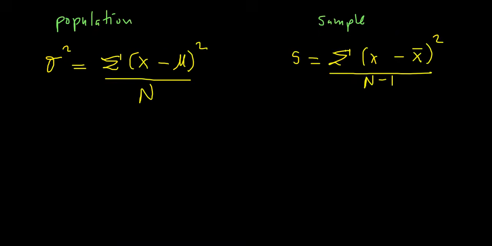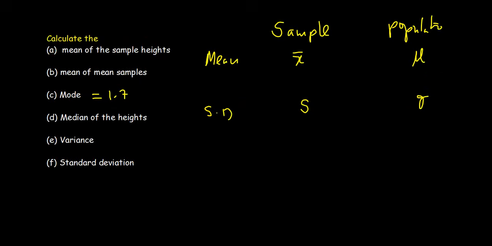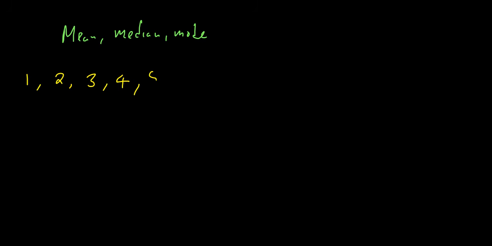Another thing we should get to know is that the variance is a measure of dispersion, while mean, median, and mode are measures of central tendency. You are just trying to see what number is in the middle. So let's say you have 1, 2, 3, 4, and 5.